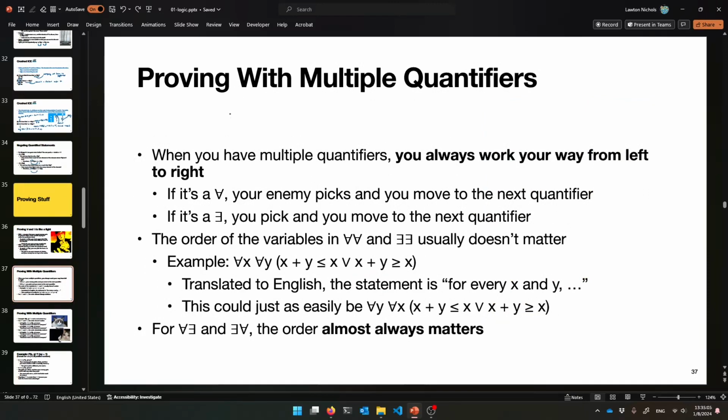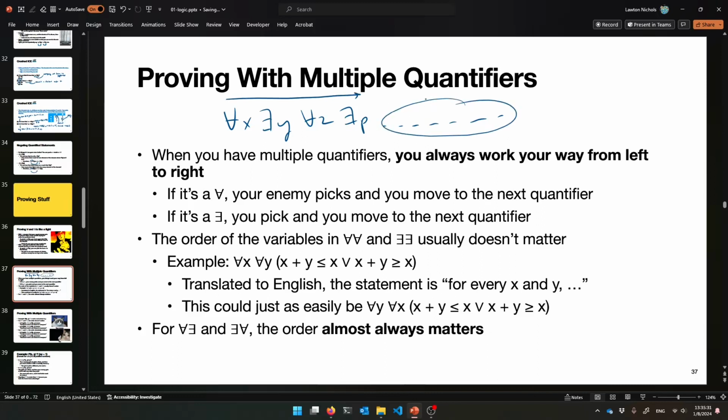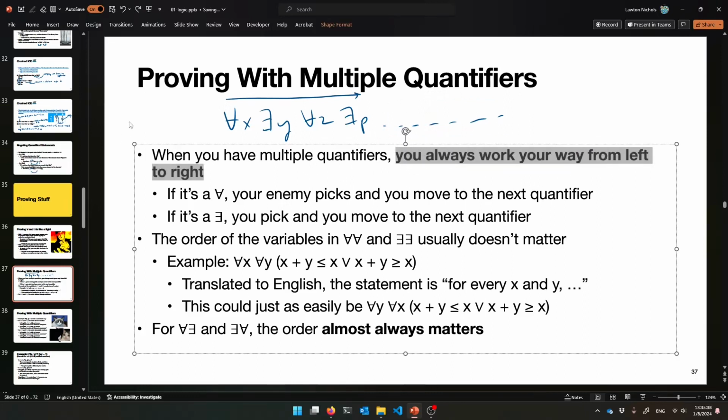Say you have a statement that says, for all x there exists a y such that for all z there exists a p, and then something involving all of those variables at once. So there's an order to it: for all x, there exists a y, such that for all z, there exists a p. You have to read it from left to right and work your way inwards to get rid of all the variables. So when you have a statement that looks like this and it's disgusting, you have to work from left to right, and that's our custom.